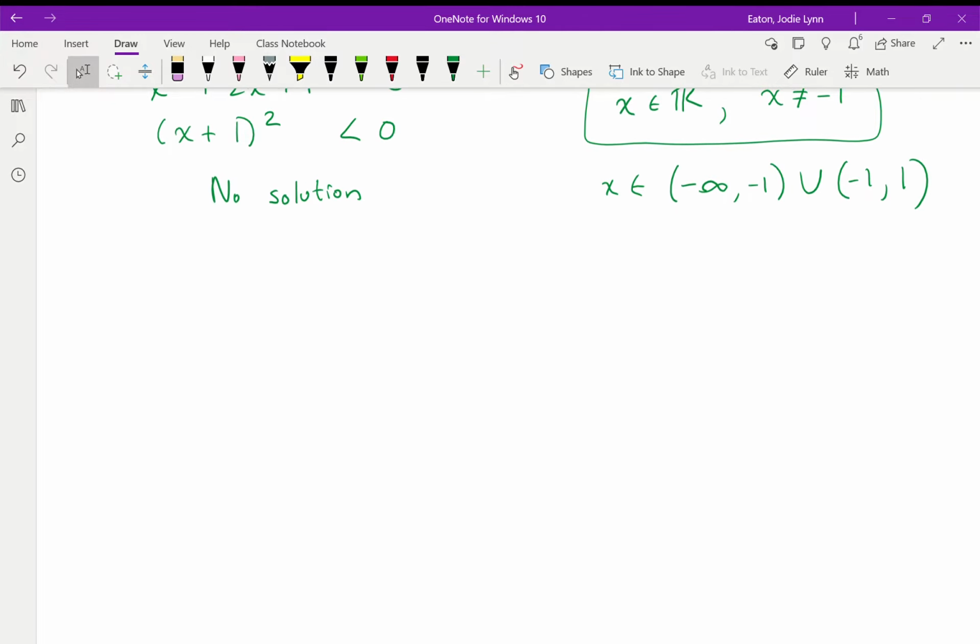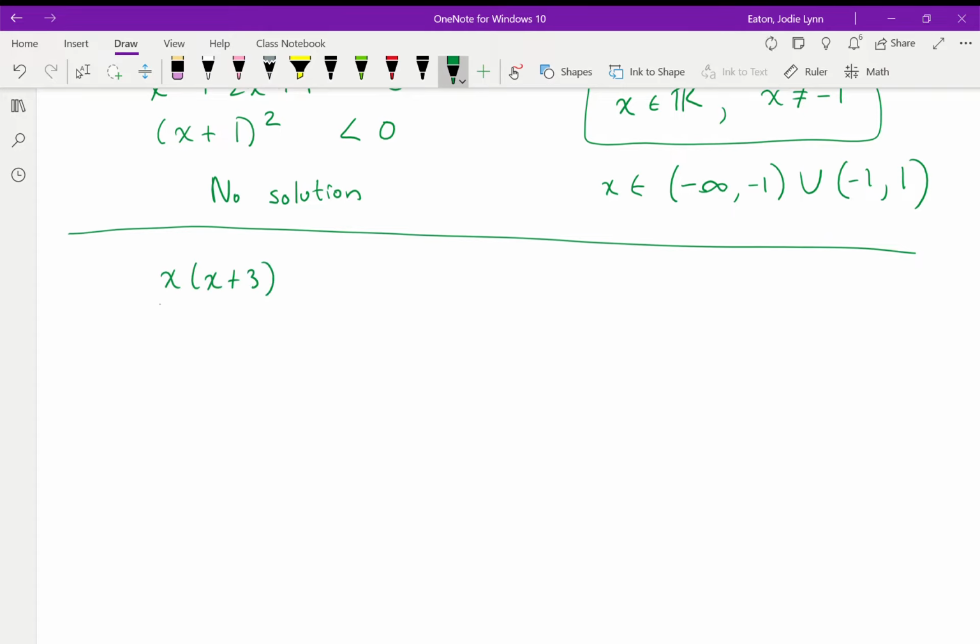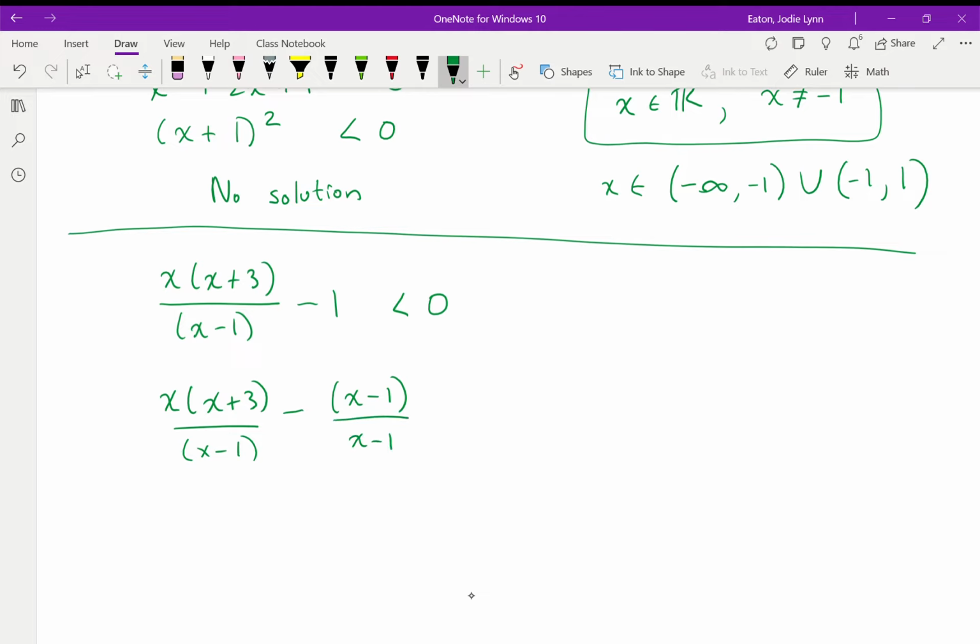So what we can do is try making the entire rational expression equal to 0. So let's try a different approach, and we're going to rewrite this as x times x plus 3 over x minus 1, minus 1 is less than 0. And now let's use our knowledge of rational expressions to say this is now x times x plus 3 minus, in bracket, x minus 1, and these are both over x minus 1. Okay, and this is less than 0.